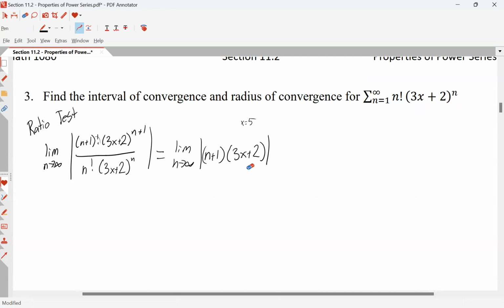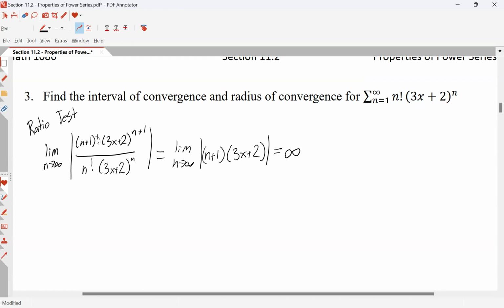If I plug in x equals 0, I'd have 0 plus 2, and infinity times 2 is still going to be infinity. So this limit is going to be infinity.